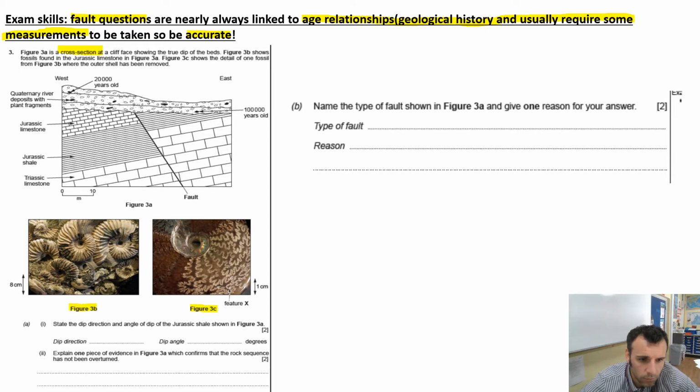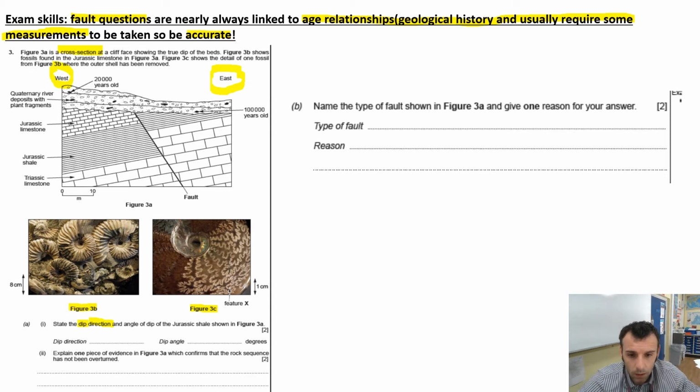Now, first question, really straightforward. It's asking for the dip direction. Now, dip direction, lots of you in the past have made mistakes where you've given two directions. Well, dip direction is only one. So it's going to be either east or west because we're looking from the side. So you need to make that choice, but you can use a protractor. Hold it up that way to work out the angle of dip.